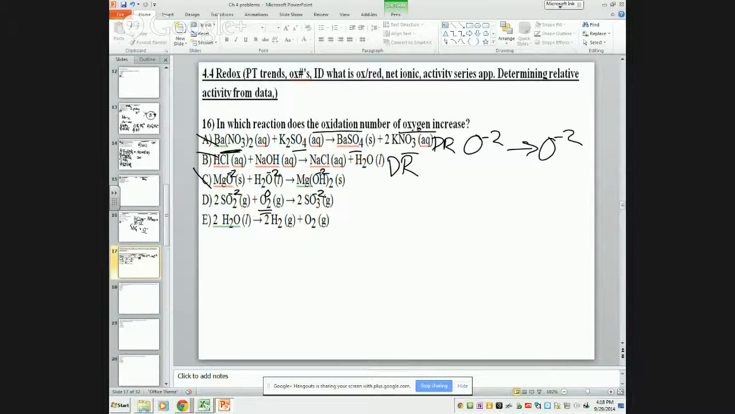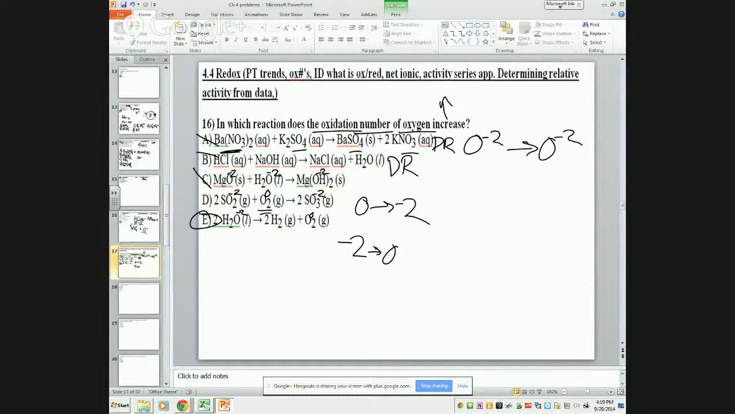Let's take a look at choice E. We know that it's -2 here, and then it's 0 over there. We're talking about the oxidation number increasing. Well, for D it went from 0 to -2, and that's a decrease. Whereas for choice E, it went from -2 to 0. That is an increase. Boom.